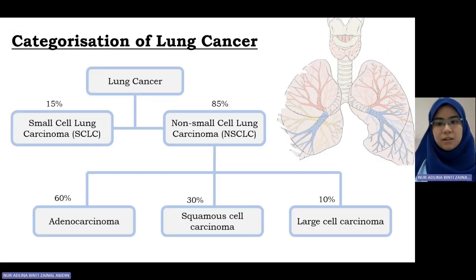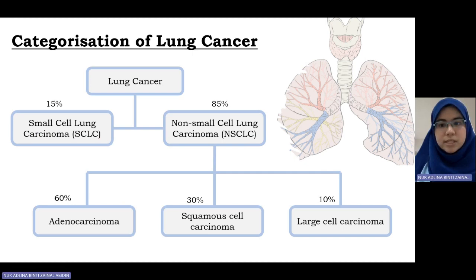Lung cancer can be categorized into two types, which are small cell lung carcinoma and non-small cell lung carcinoma. Non-small cell lung carcinoma is by far the most common subtype of lung cancer, being diagnosed in 85% of cases worldwide, and it can be further broken down into three categories, which are adenocarcinoma being the most common, followed by squamous cell carcinoma and large cell carcinoma.